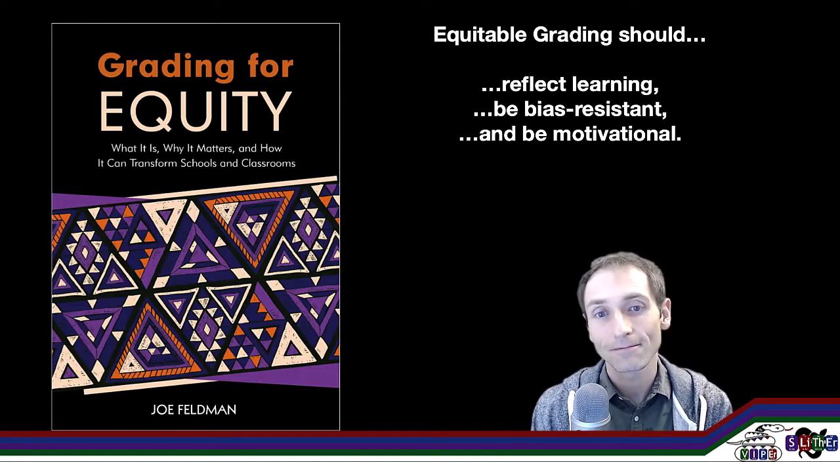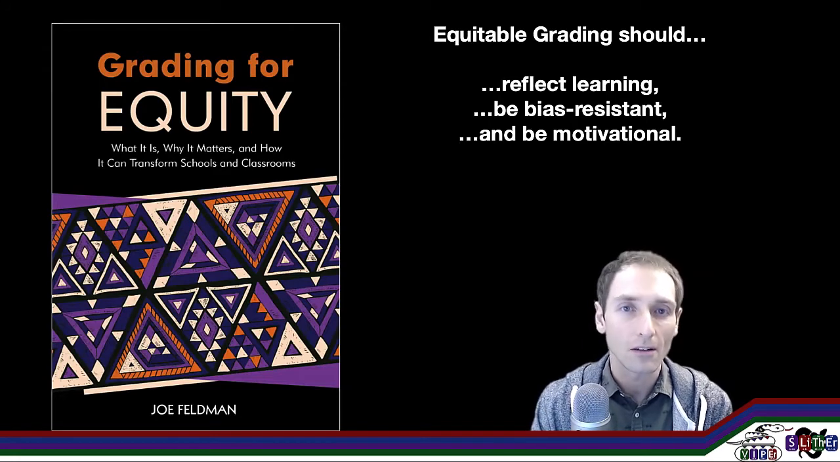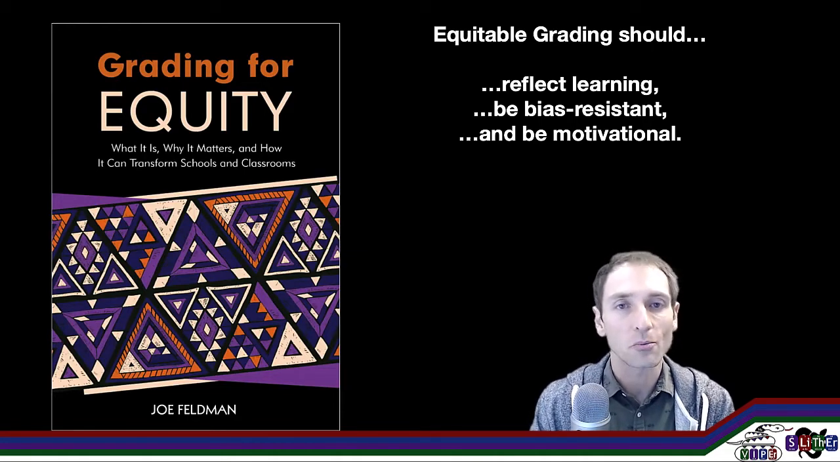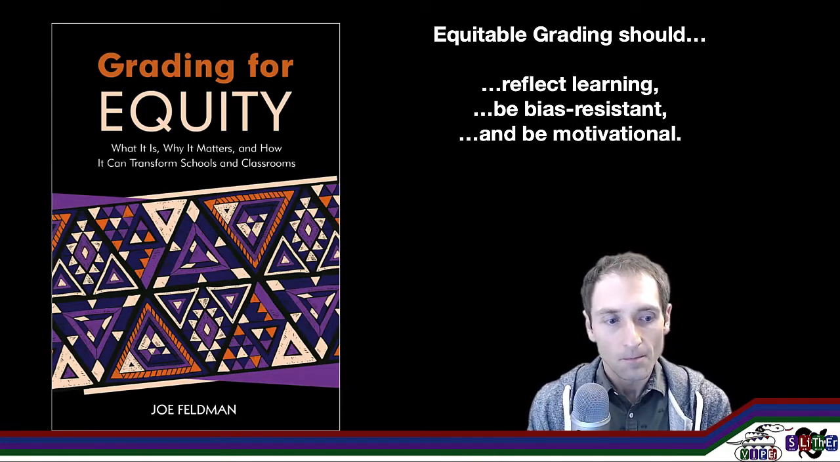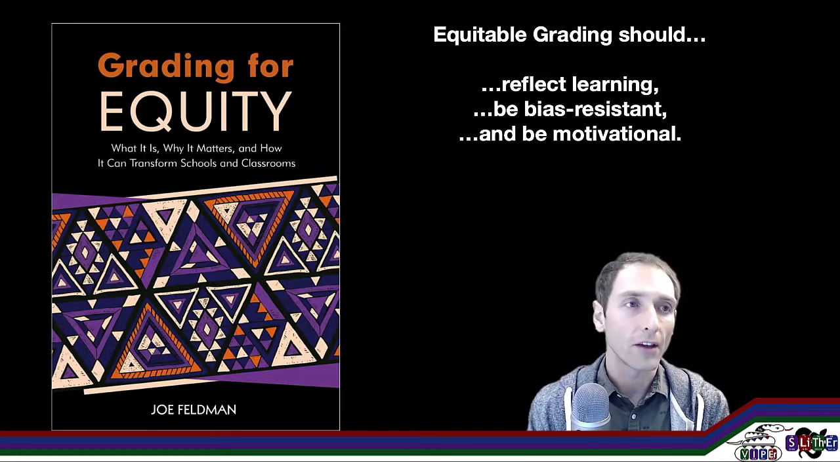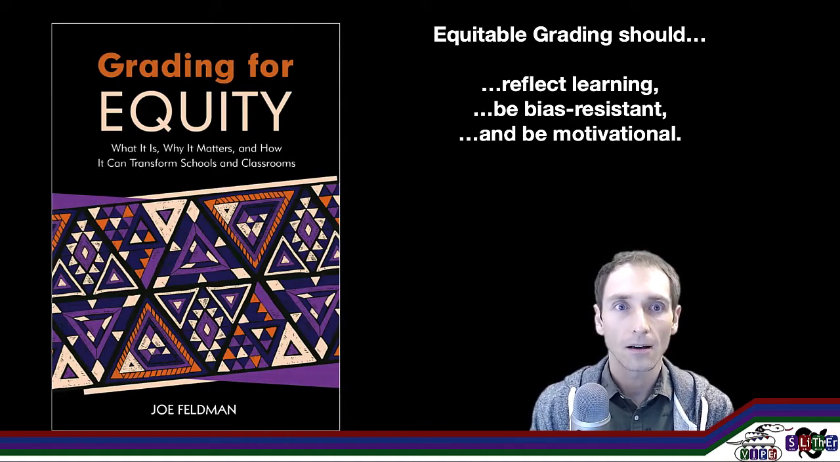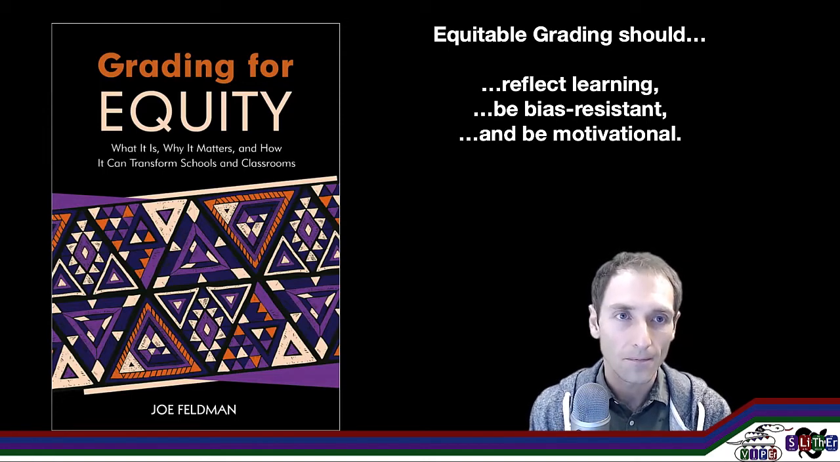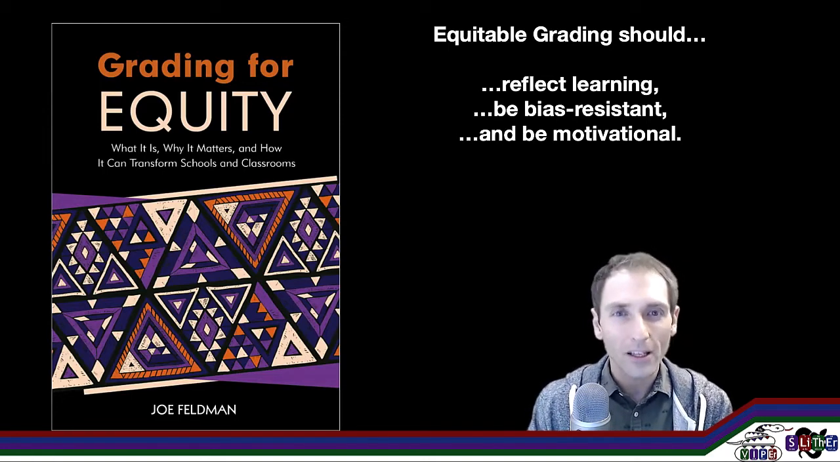And I certainly thought about the first one before any of this happened. Should reflect learning: whatever I want my students to learn, I should be evaluating and assessing that. Bias resistance: small things like blind grading, not looking at the names, that sort of stuff. Motivational, I don't know if I truly thought directly about that, but it was more like, here's your feedback.